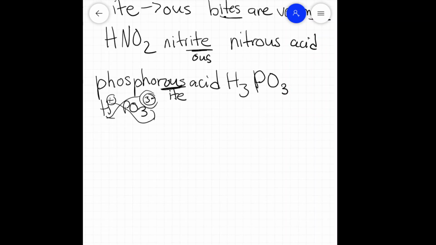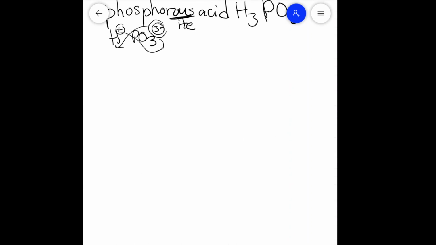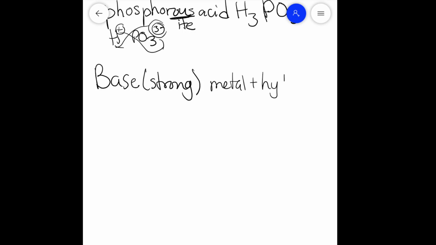I think I'll tack bases on here too, because they're pretty quick. Don't need a whole other video. So a base, for today, these are strong bases, and just for naming them at the level we are right now, it's just going to be a metal plus hydroxide. That's how you're going to name them. And hydroxide is just OH minus. So this is an ionic compound. So you just put the metal and then add on hydroxide, so two words.